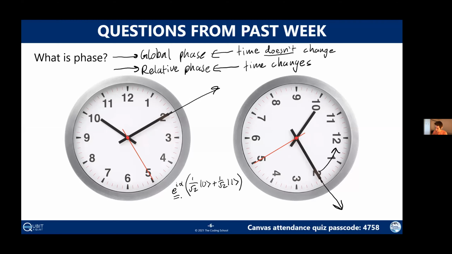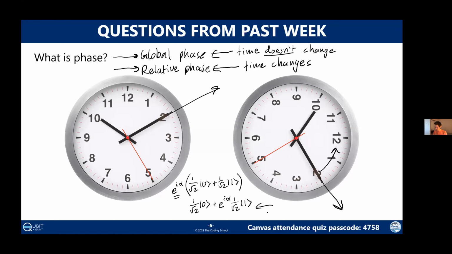Let's contrast that to a relative phase. So a relative phase is when you multiply by a complex exponential again, but you only apply it to one of the two superposition states. So for example, I could do this. So now I'm not rotating the whole thing anymore. I'm not rotating the whole clock. I'm only rotating one of the hands. And so this is going to change the time. This is actually changing what physical state we are looking at.